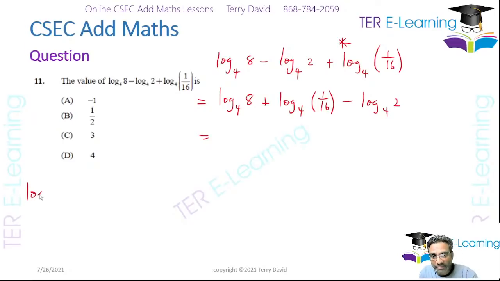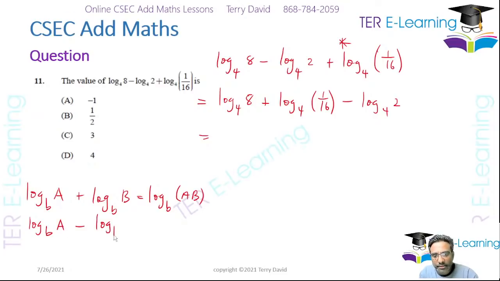If you haven't seen it before, if you have log to base b of a plus log to base b of capital B, I can write this as log to base b of a multiplied by B. That's one rule. Our next rule is this: log to base b of a minus log to base b of B is equal to log to base b of a divided by B, right? So these are some rules that you need to know for logs.